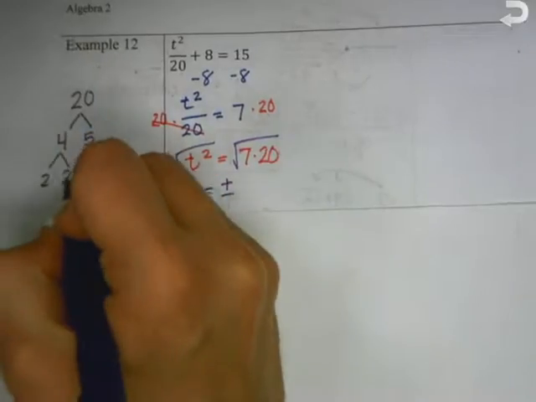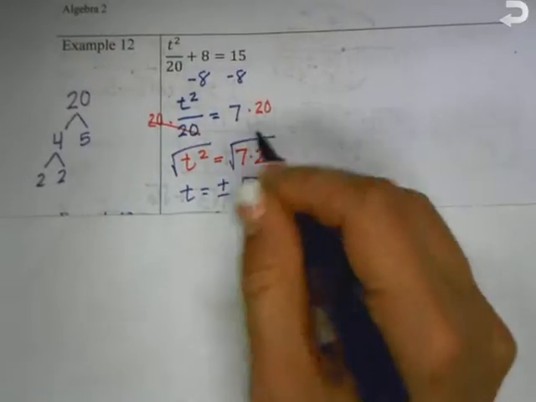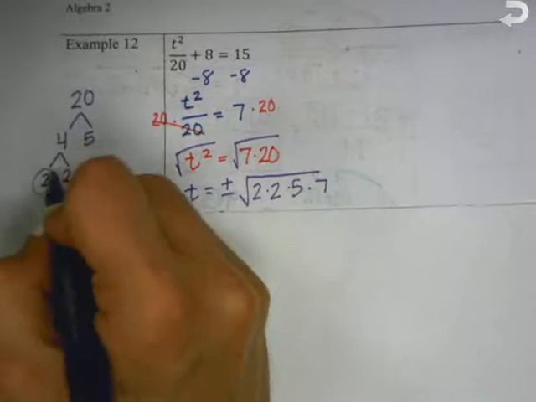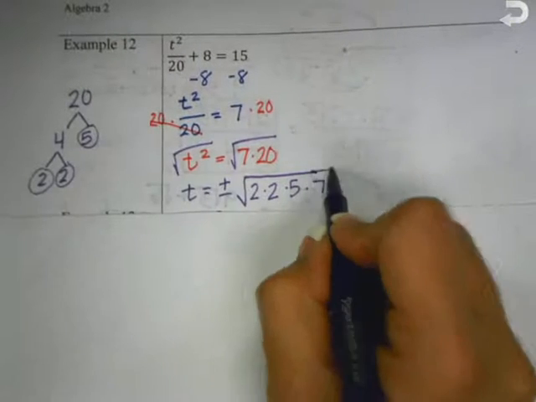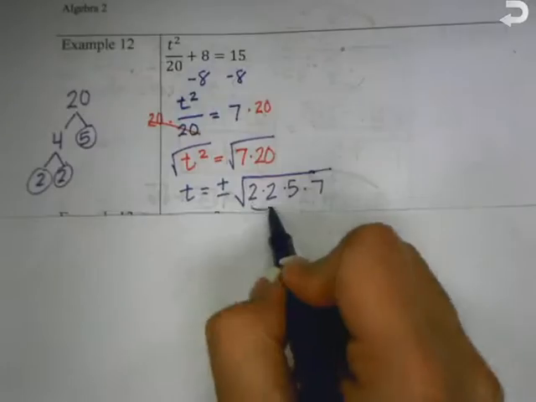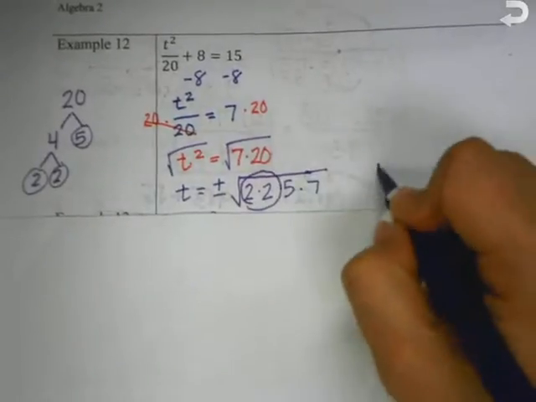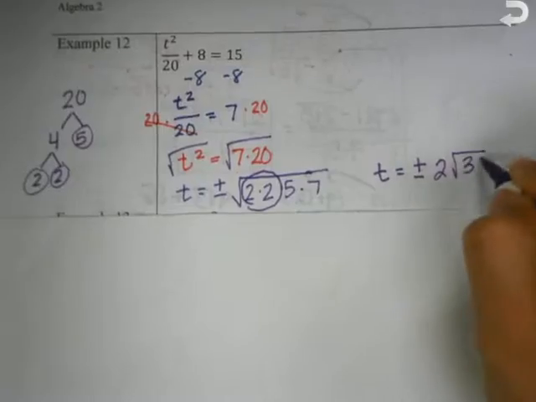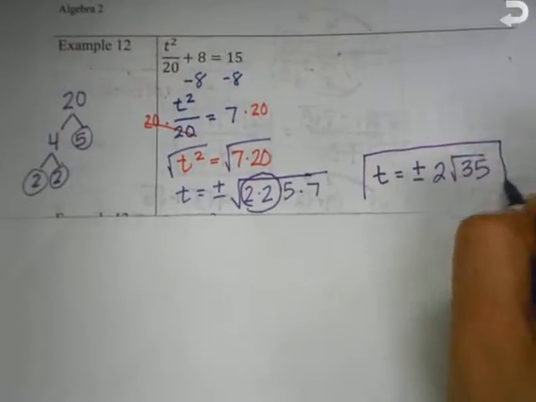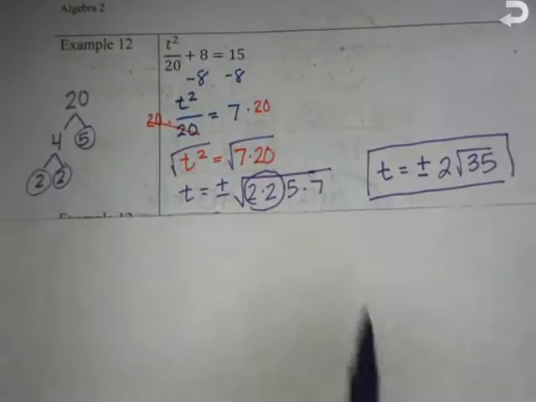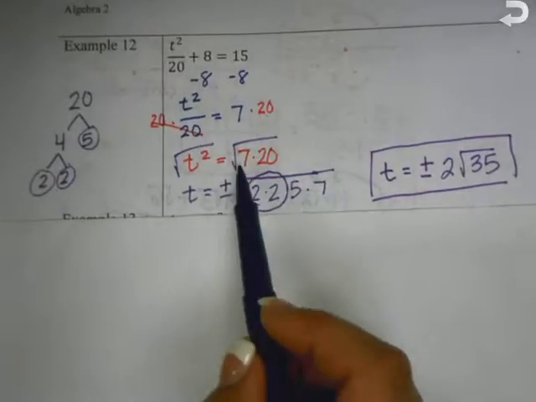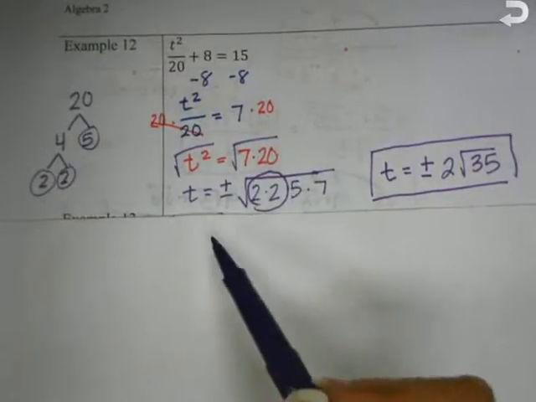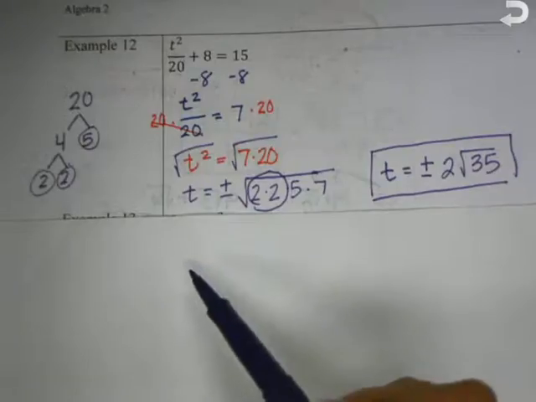So let's write it all out. 2 times 2 times 5 times 7. And where's the square term here? 2. So what would my answer be? T equals plus or minus 2 root 35. So if you know you're going to be taking the square root later, I would suggest maybe not multiplying it all out right away, because you're going to want to do the prime factors anyway. Okay? How do you guys feel about that?